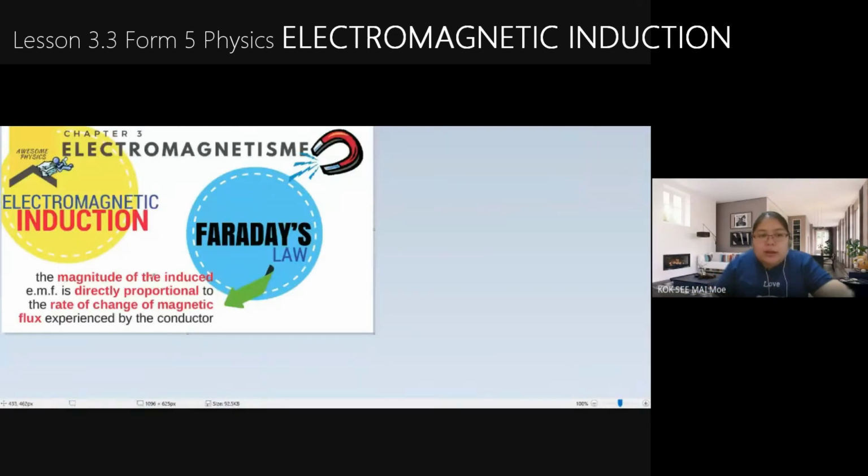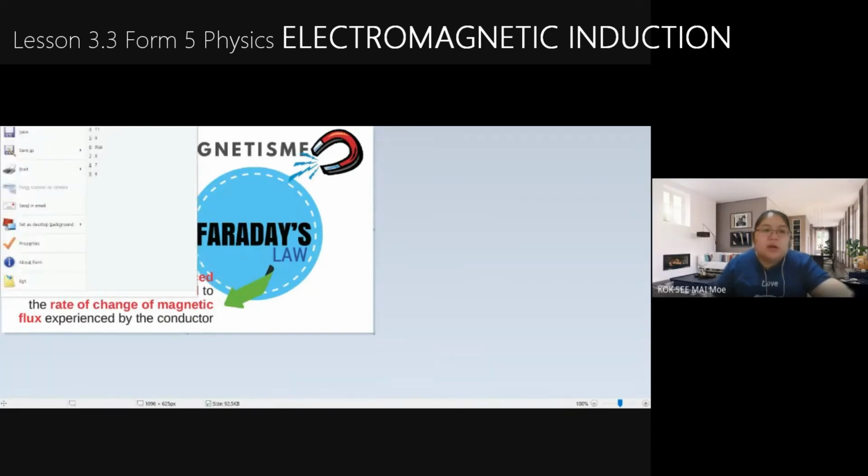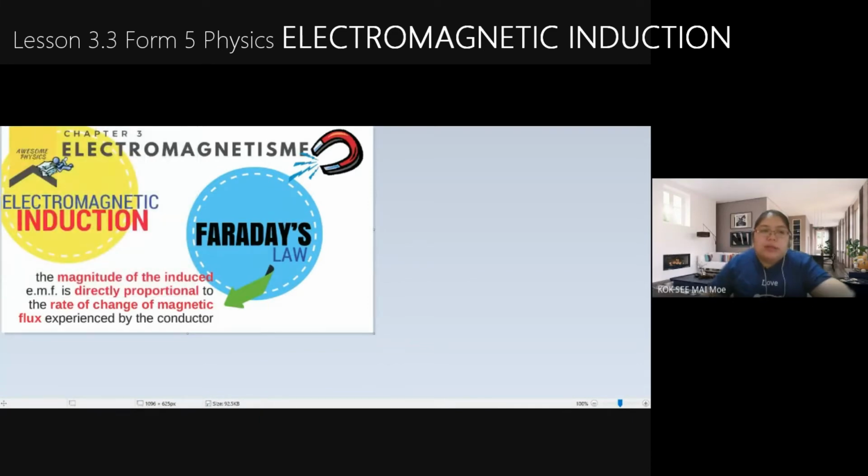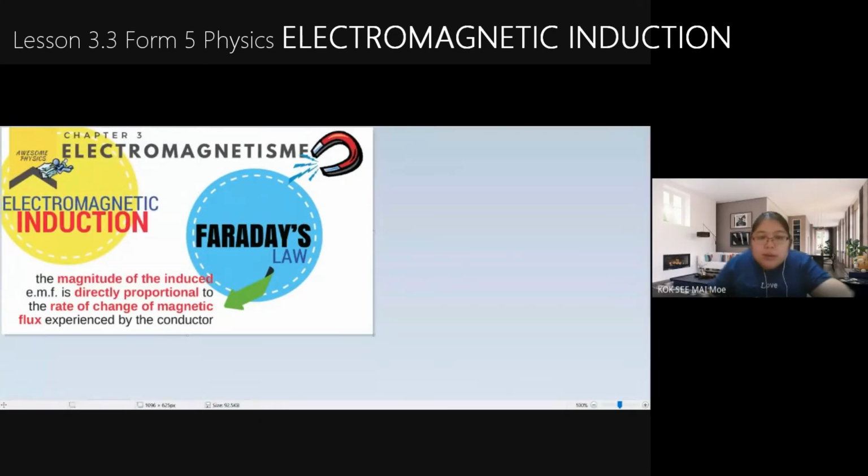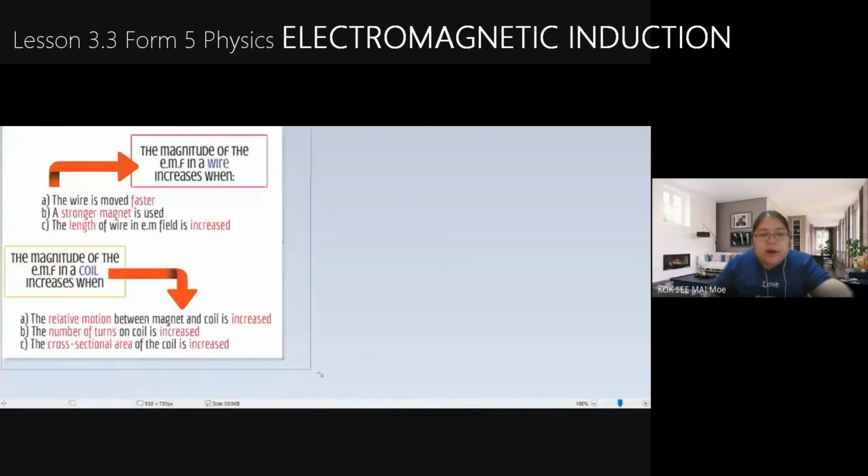Okay, the magnitude of the induced EMF, or you say induced current, is directly proportional to the rate of change of magnetic flux. Remember, the magnetic flux rate of change experienced by the conductor. So Faraday is saying you must change the flux in a short time, then after that you can produce more induced current. This is Faraday's law. Then we're going to see another diagram. This is the explanation of Faraday's law.